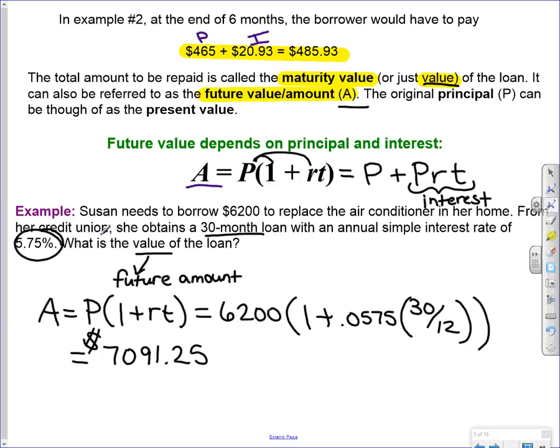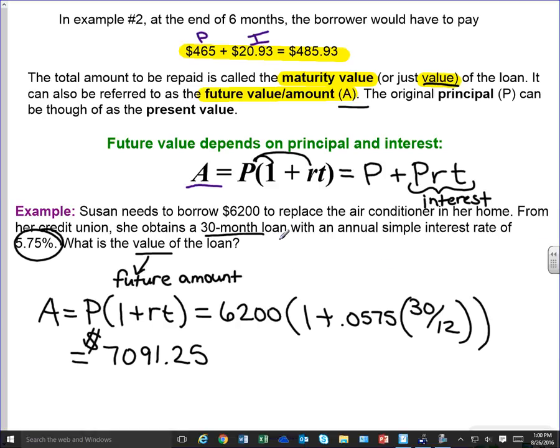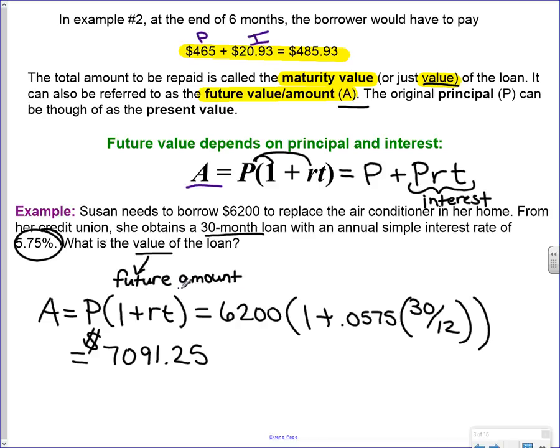So we'll show how to use this formula here. Susan needs to borrow $6,200 to replace the air conditioner in her home. From her credit union, she obtains a 30-month loan with an annual simple interest rate of 5.75%. What is the value of the loan? So again, remember, value is referring to the future amount. So the amount there is where we get this A. So A equals P times 1 plus RT equals 6,200.